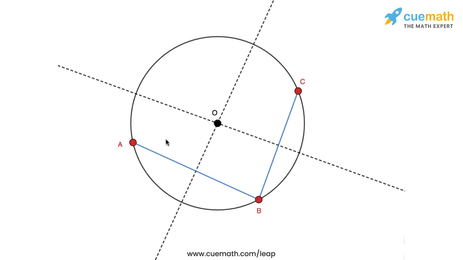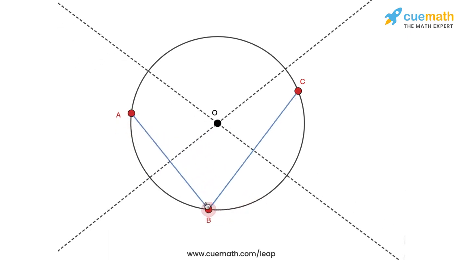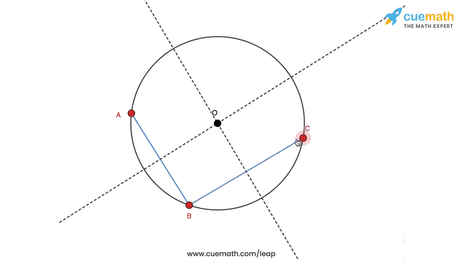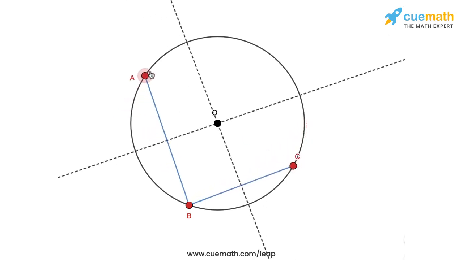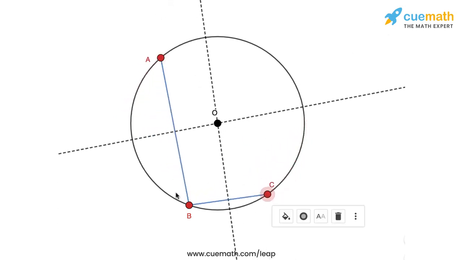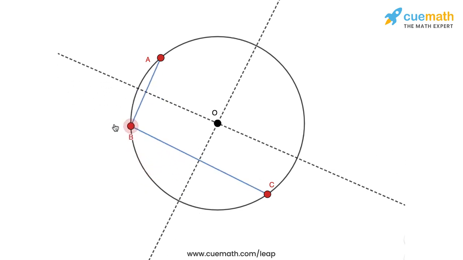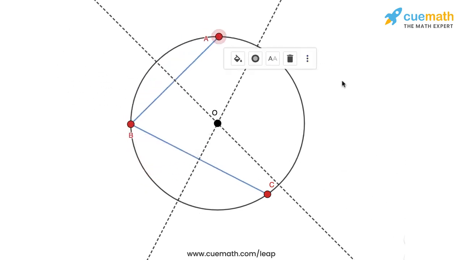So the construction is as follows: take any chord, draw its perpendicular bisector, take another chord, draw its perpendicular bisector, and the point of intersection is your center. And it doesn't matter how you take the chords. No matter how you take the chords, you can see that the 2 perpendicular bisectors will always intersect at the center of the circle. So this is the required construction.